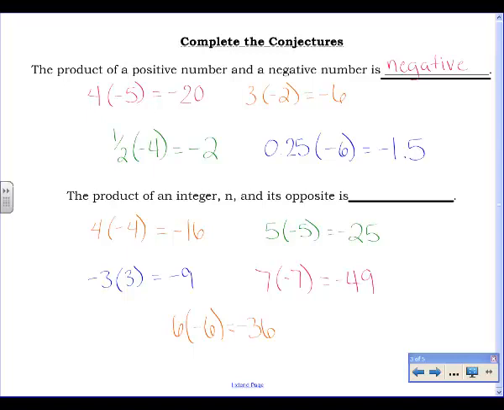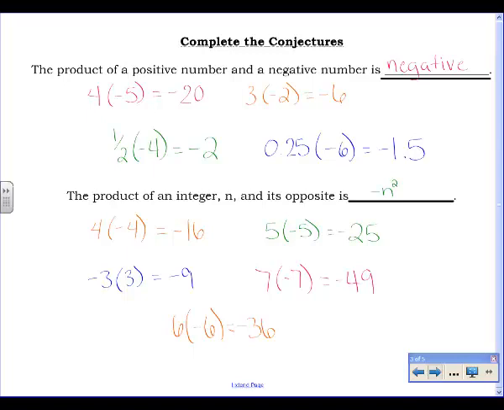But what do you notice about the numerical parts of the answers? They belong to the set 1, 4, 9, 16, 25, 36, 49, and so on. Do you recognize those? They're perfect squares. So the product of an integer and its opposite is the opposite of the integer squared, or negative n squared.